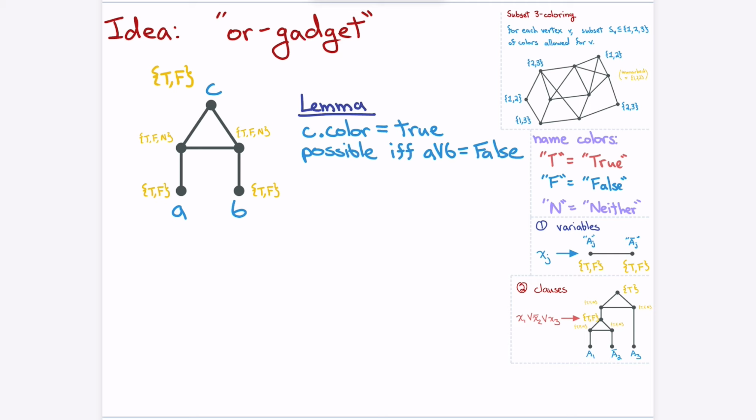Okay. And so my claim is that you can only color this thing to be true if A or B is equal to false. I hope that claim's correct. We'll find out. Okay. Does that make sense? So C is a brand new thing. The top part, this is all the new stuff, and only the two vertices is what we started with. So that's going to be our OR gadget.